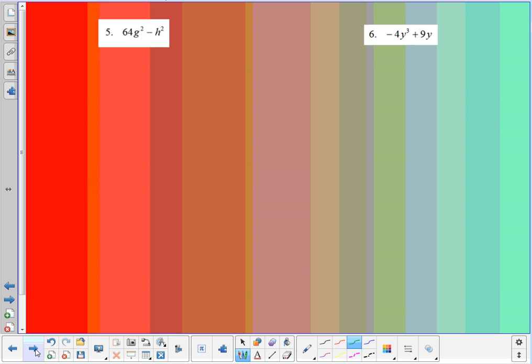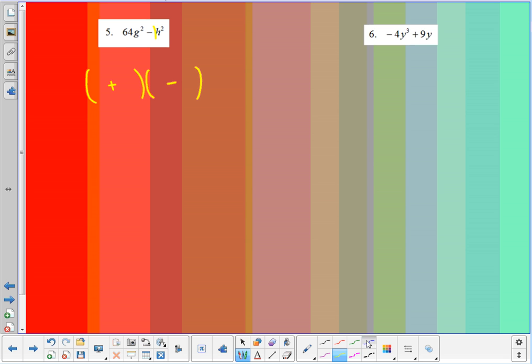Okay, a couple more like this on the top of the back page. 64g squared minus h squared. Those are both perfect squares. 64 is a perfect square, 1 is a perfect square. Our variables are both raised to the second power. So all I need to do here is set up my factor pattern.